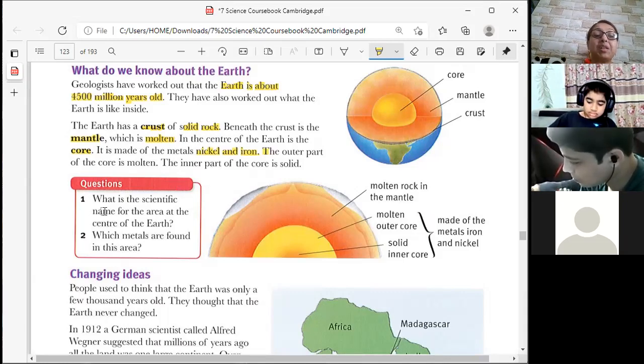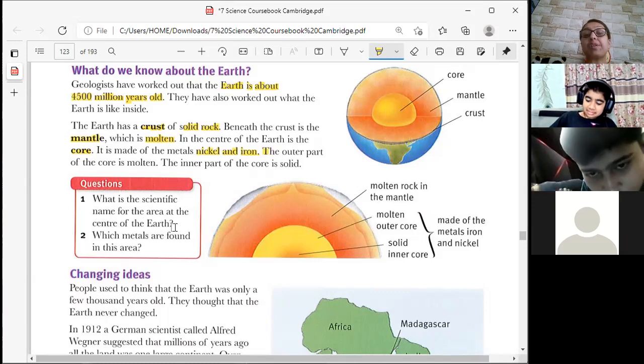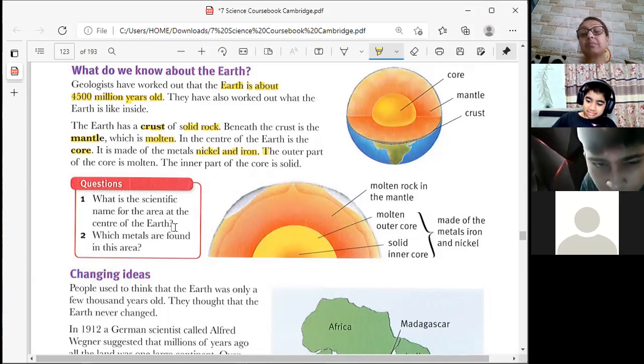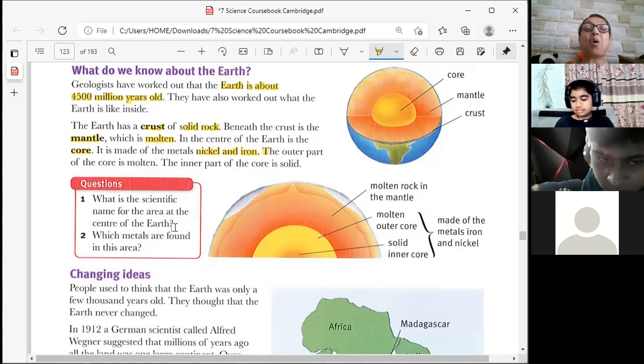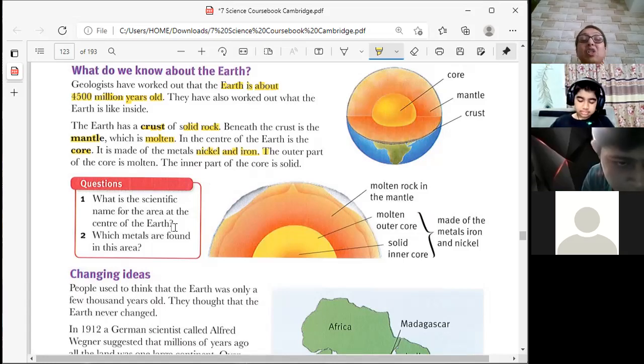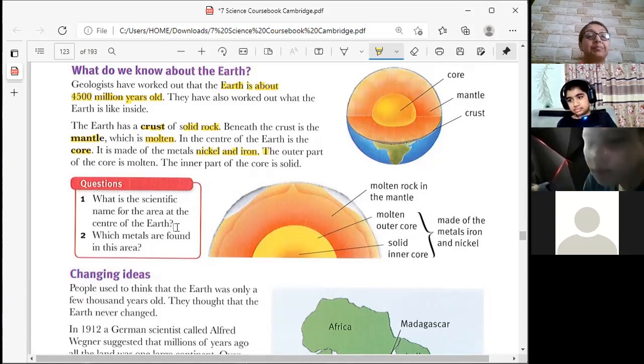Now, if they ask you in the exam, what is the scientific name for the area at the center of the earth? What will you say? Core. Okay. What is the scientific name of the area that is beneath the crust? Mantle. Okay.